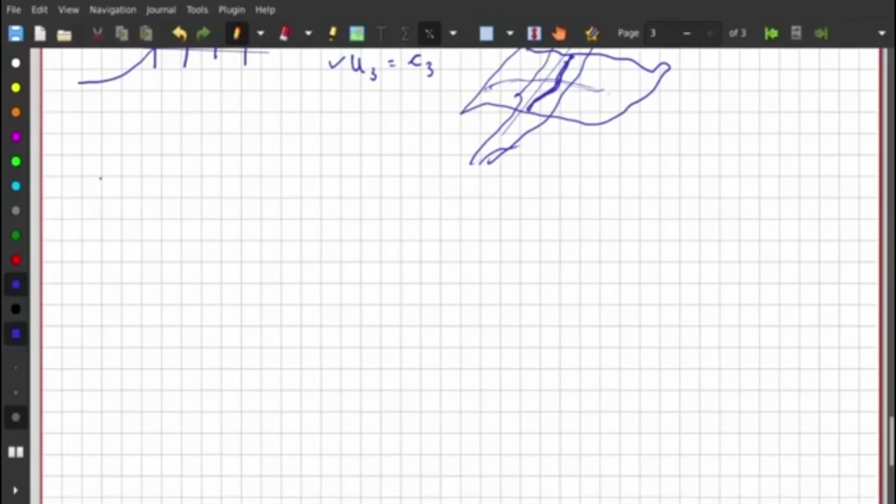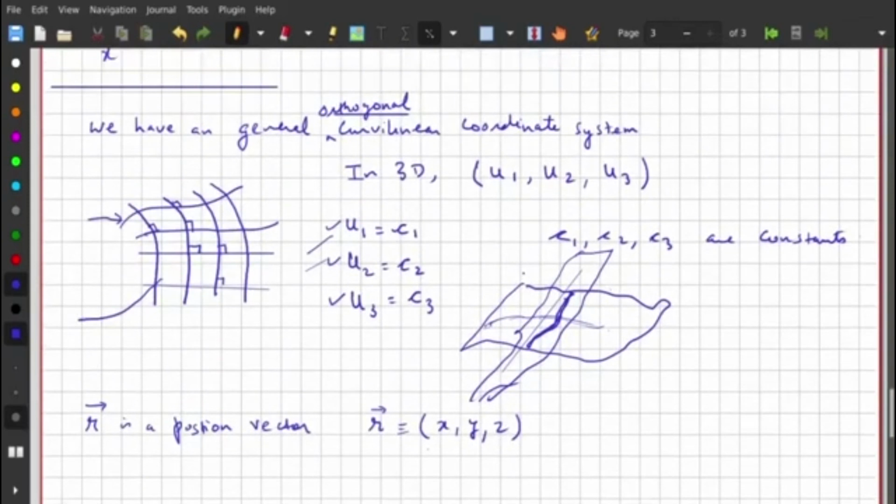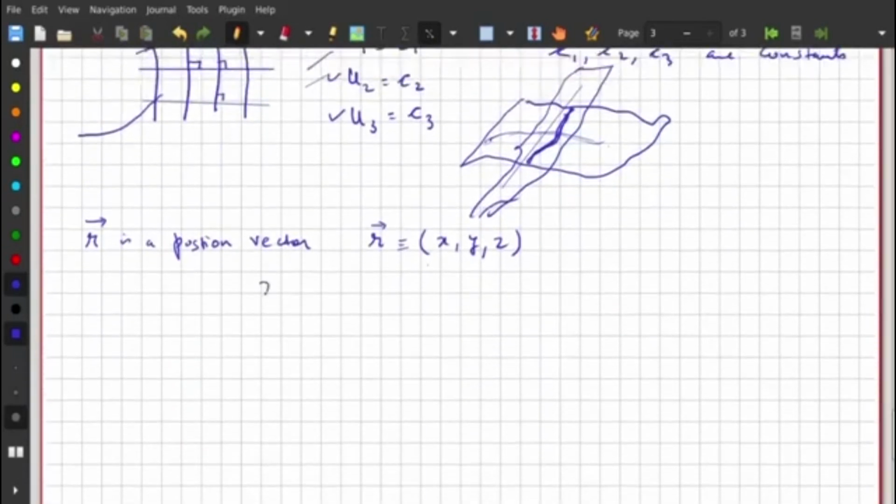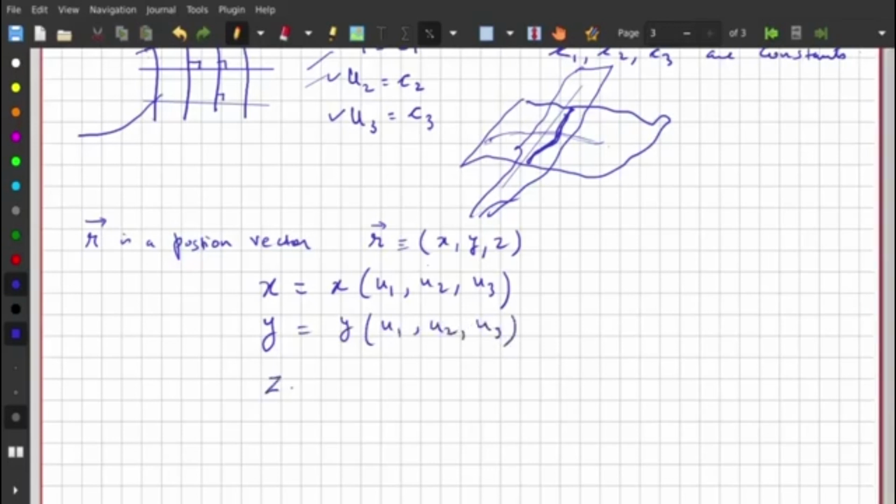So let's say we now have any general vector, r, a position vector. In Cartesian coordinates the components of r are given by x, y, and z, correct? Let's say we want to represent a single point both in Cartesian coordinates as well as in these curvilinear coordinates. That means we are seeking a relationship of the form x equals some function of u1, u2, u3, where u1, u2, u3 are the new curvilinear coordinates, y is a function of u1, u2, u3, and similarly z is a function of u1, u2, and u3. That's a generic relationship.